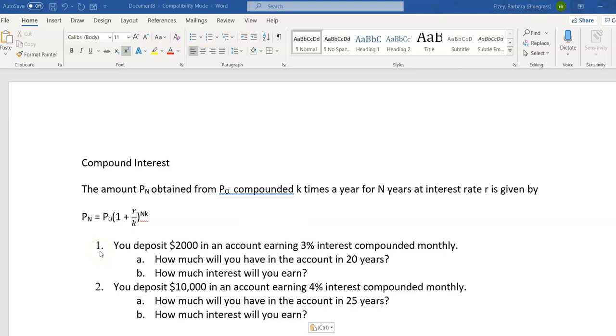We're going to look at the idea of compound interest. And almost everything that you do with a bank these days is compound interest. When you take a loan, it involves compound interest. When you set up a savings account, it involves compound interest. When you make a retirement account, it is compound interest.